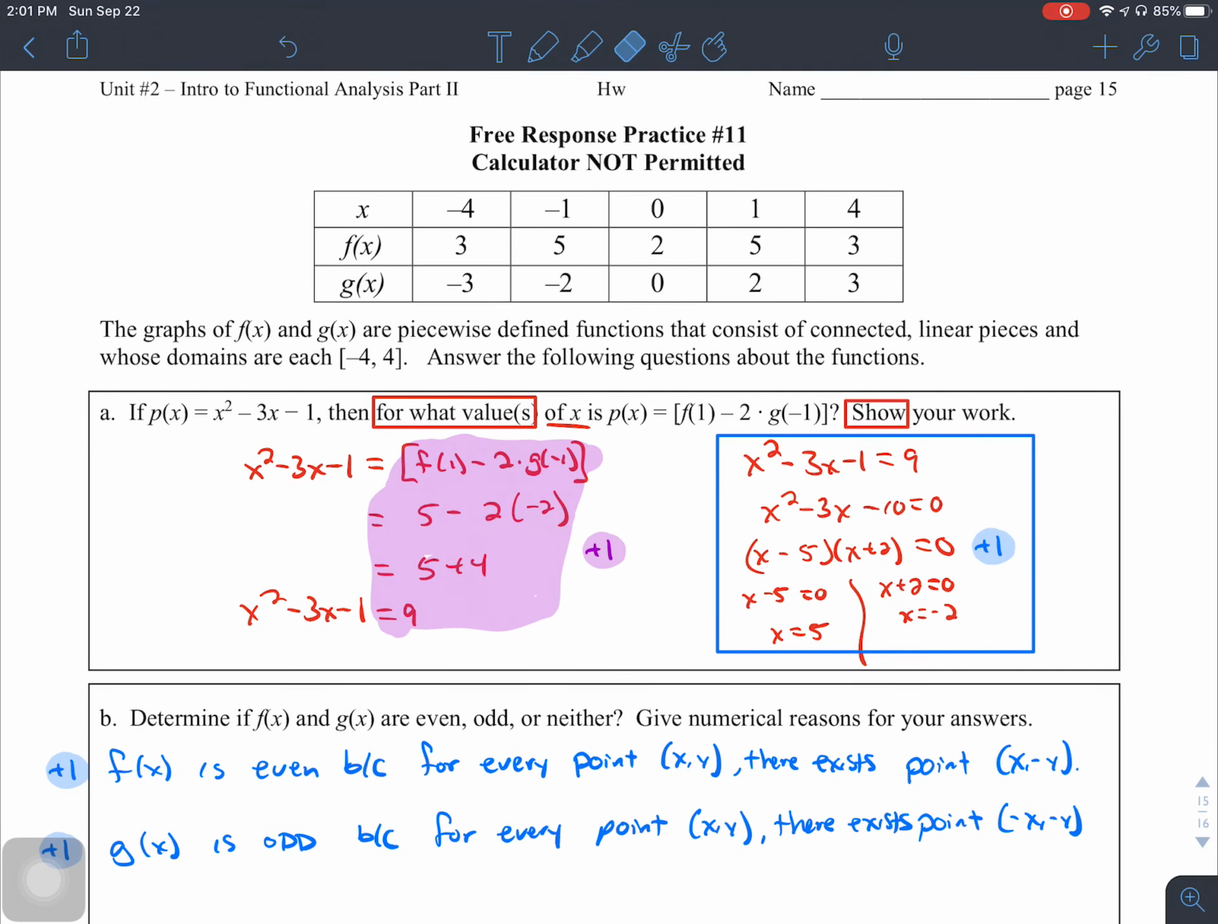Pre-AP Precalculus, Chapter 2, free response number 11. No calculator. We have a table up here with some x values, and function f and function g. The graphs of f of x and g of x are piecewise defined functions that consist of connected linear pieces whose domains are -4 to 4. Answer the following questions about the functions.